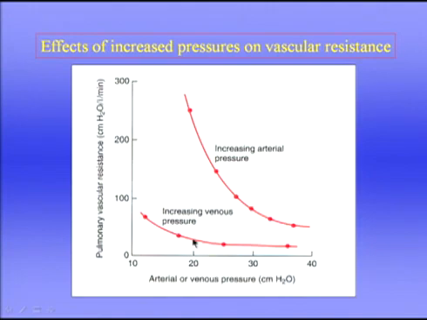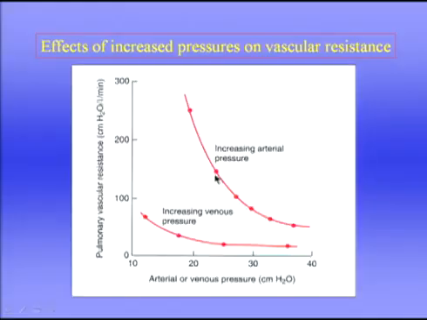Fix the venous pressure at, say, 20 centimeters of water. Notice that as we increase arterial pressure from about 20 towards 40 here, pulmonary vascular resistance falls. So here you have a situation where you keep the downstream pressure constant, you raise the upstream pressure, arterial pressure, and vascular resistance falls.